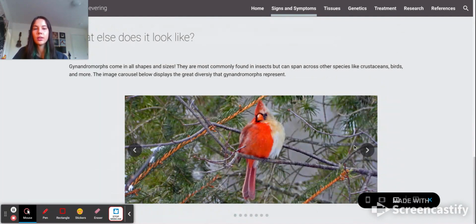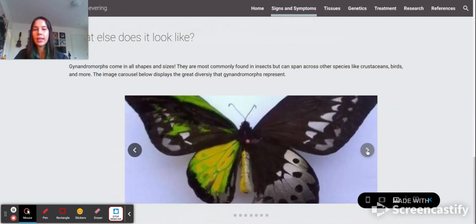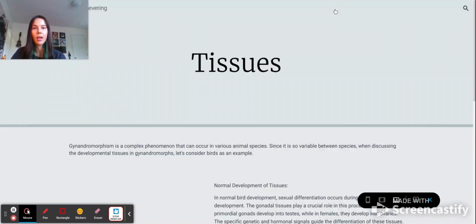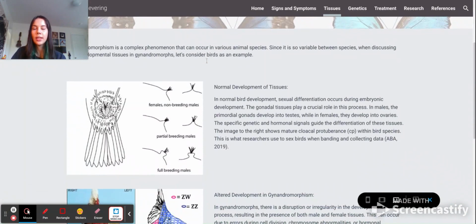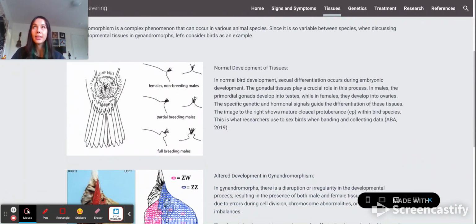Then I include a little image carousel so the readers can get a bigger idea of how these manifest in different species. So then I go into the tissue portion, and on this page I'm talking mainly about birds, because if I went into a broader topic of all the individuals that experience gynandromorphism, it would get too complicated and too confusing. So I narrowed it down to just one species on this.